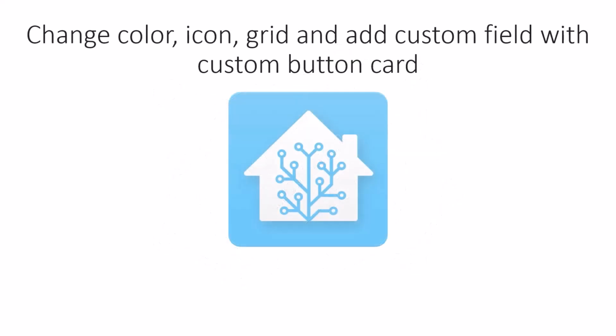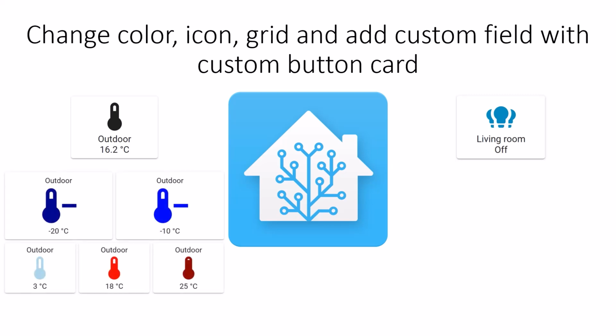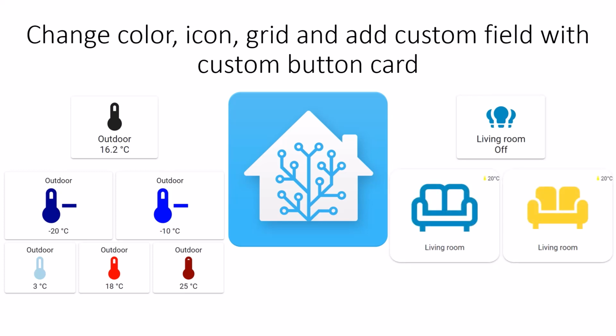In today's episode I will show you how to change color, icon, grid and add a custom field for the Lovelace custom button card. For my examples I will use the temperature sensor to change icon and color based on state as well as change the grid template. And thereafter a light to change the icon based on state and also add a custom field to the button, in this case a temperature sensor.